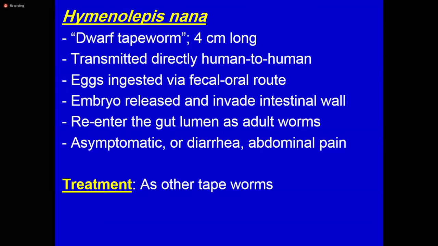Hymenolepis nana, the dwarf tapeworm, only 4 centimeters. A tapeworm but too short. Transmitted directly human to human. Eggs, fecal-oral route. The embryo is released and invades the small intestine wall, then re-enters the gut as an adult worm. Usually it is asymptomatic, but can cause diarrhea and abdominal pain. Treatment as for other tapeworms.